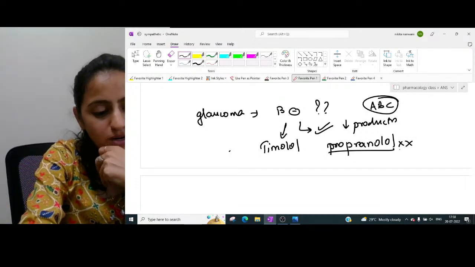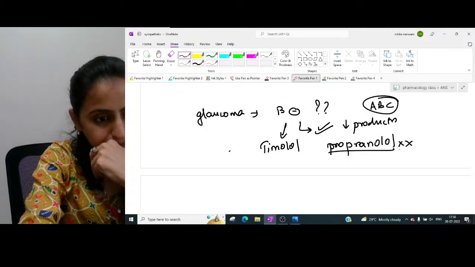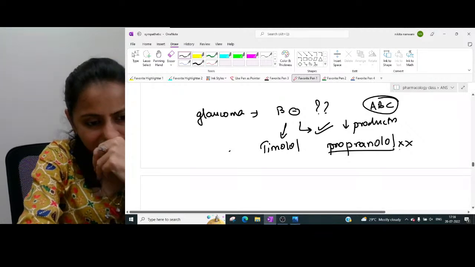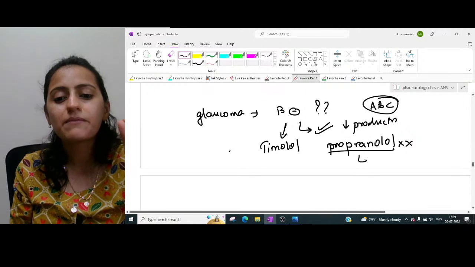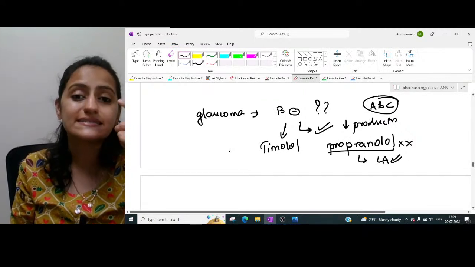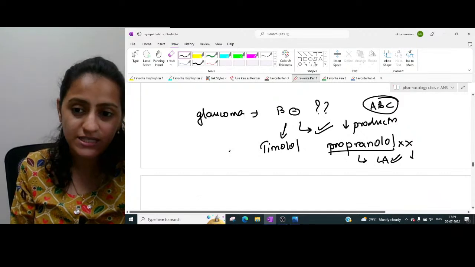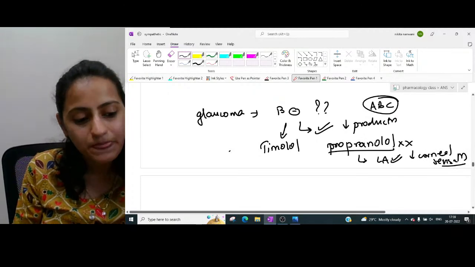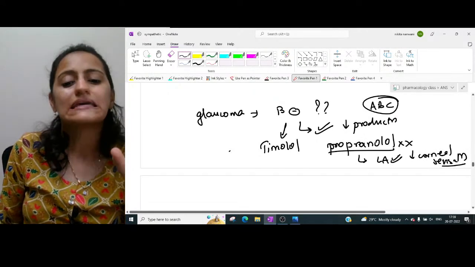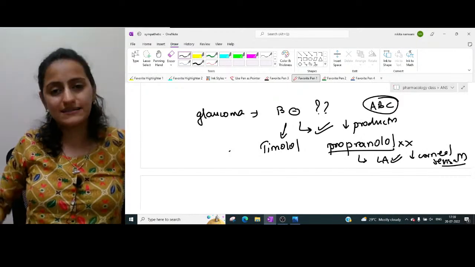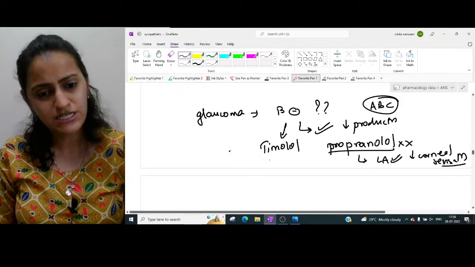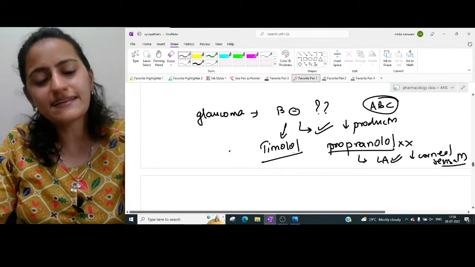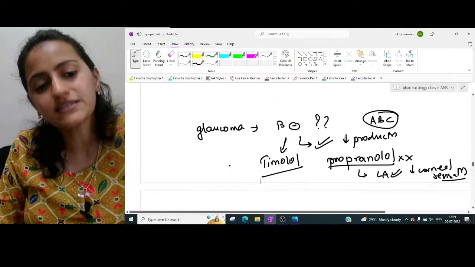Propranolol is also a beta blocker. Why do we prefer timolol? Because remember that propranolol has local anesthetic action, the membrane stabilizing action. So it will decrease the corneal sensation, which will affect the eye. So we will not give propranolol. That helps you to remember that propranolol has a membrane stabilizing local anesthetic action. Timolol does not have that. Absolutely right, Sambhav. It will cause corneal anesthesia, that is why we do not give propranolol, and timolol is preferred.